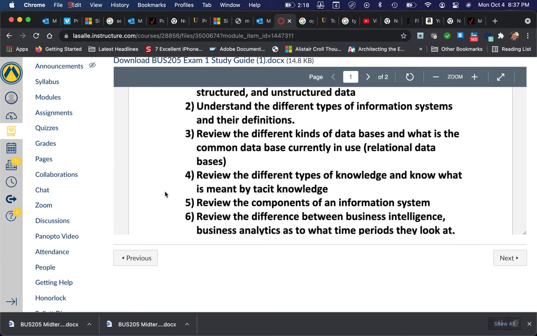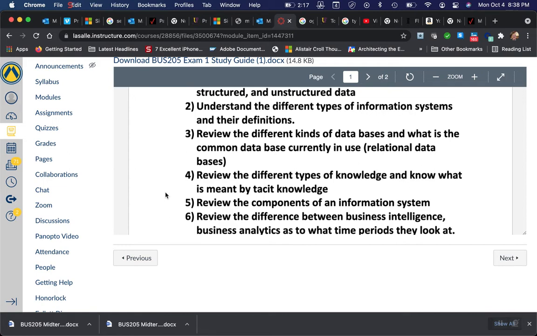Also, go back and look at the components of an information system. If you remember, there are five major components: people, process, hardware, software, and data. Those are the five. Technically, you could throw network in there as well, maybe in lieu of process if you were inclined, but I would go with people, process, hardware, software, and data.